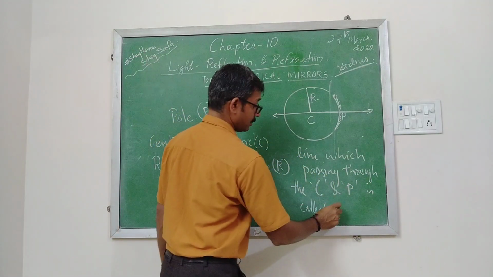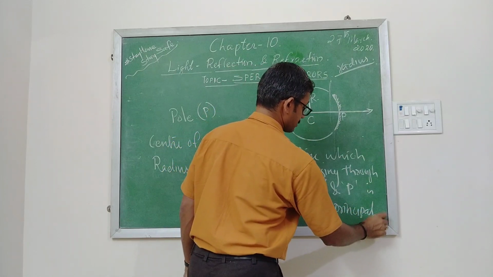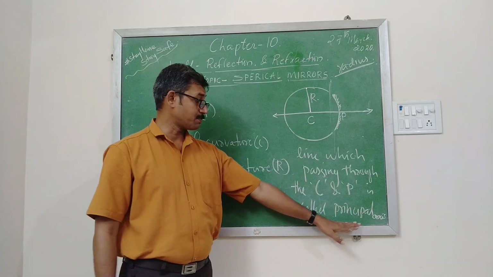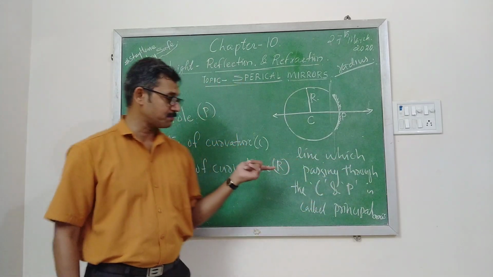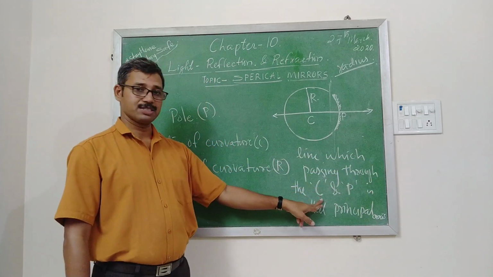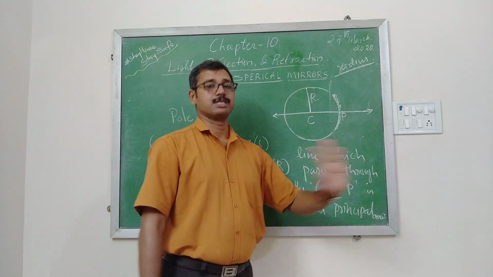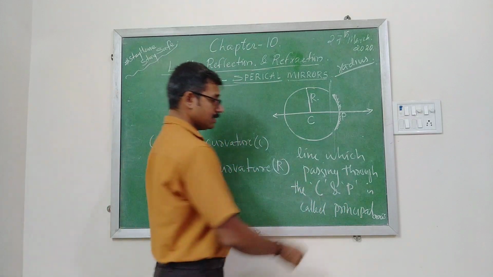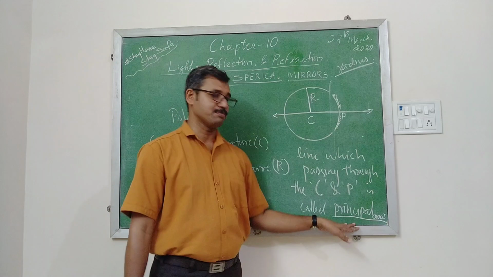It is called the principal axis. Hope you understand. So, what is principal axis? Principal axis is the line passing through the center of curvature and the pole of a spherical mirror. It is a very important concept, because while drawing the ray diagram, this principal axis has great importance. That's why we have to keep it in mind.